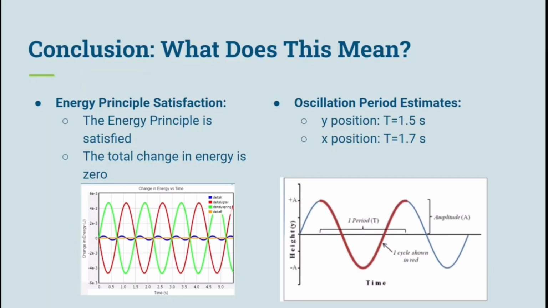Once again, the period of oscillation is found from the x and y position graphs by finding the difference between peaks. The periods of oscillation are relatively similar between the graphs, but differ slightly due to different motions. In the y position, the mass goes up and down like a vertical spring, while in the x position, the mass swings side to side.